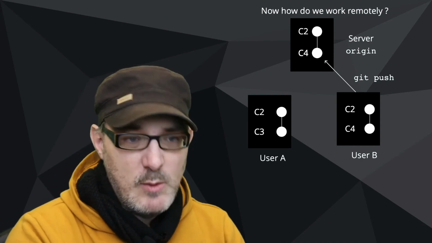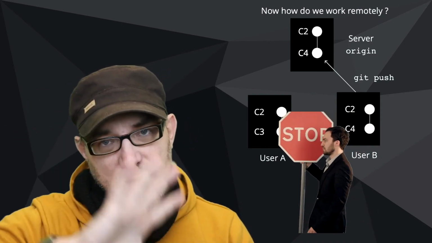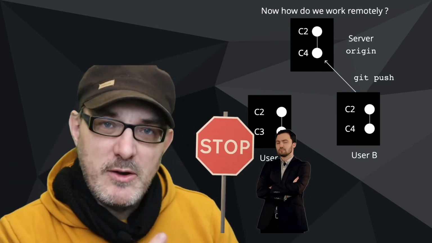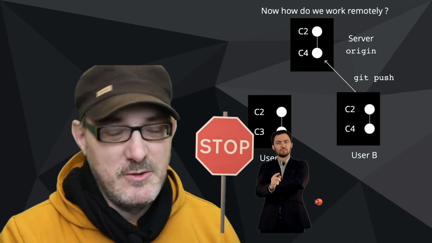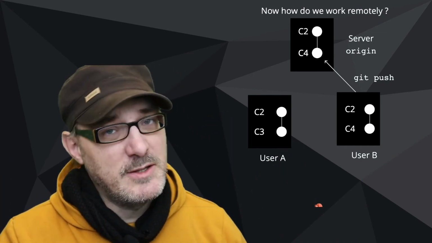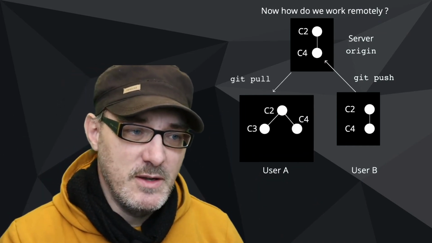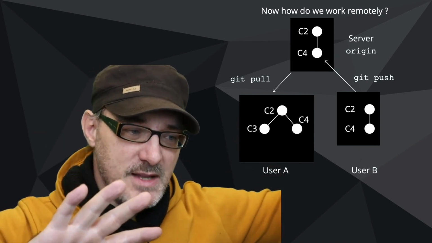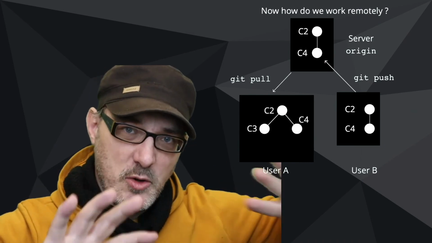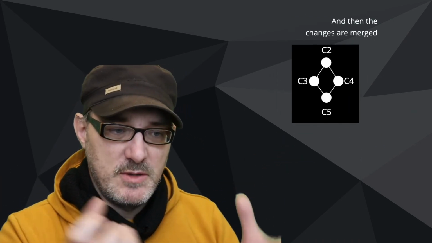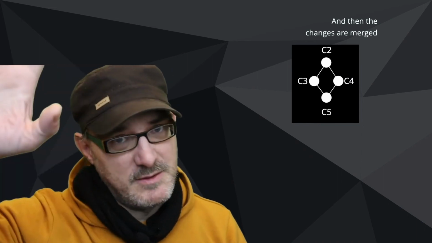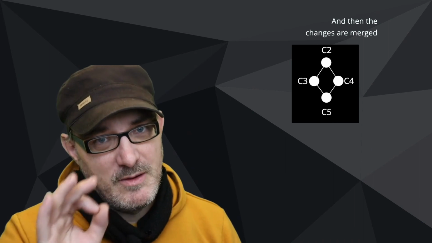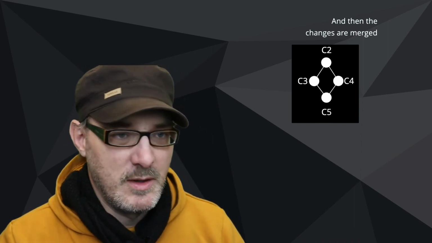Now, if user A were now to try and push to the server, the origin would say, no way, the parent commit you're working from is C2, we're at C4, you need to update. And the way to do that is actually to pull the work from the server, and then we have both together, C3 and C4, on our local repository, and then we merge them together to a C5 and then push that to the server. And then because it has the correct parent commit, it will work.